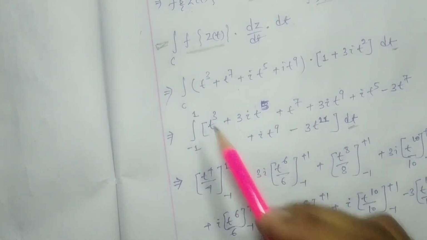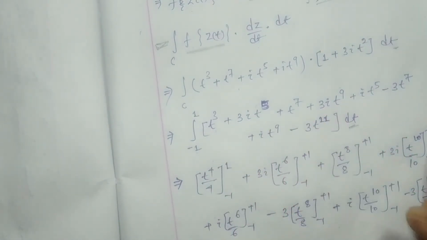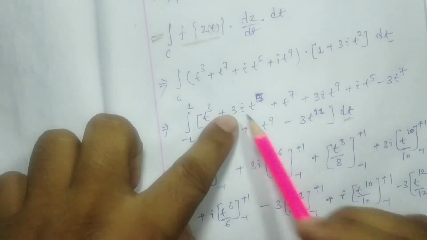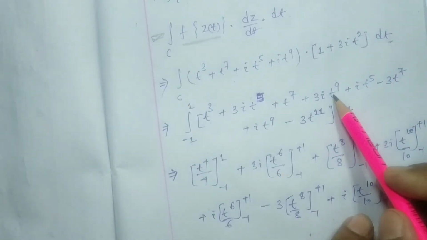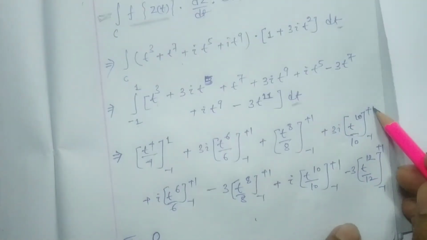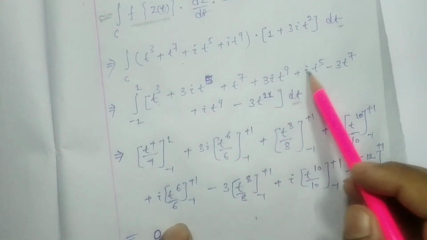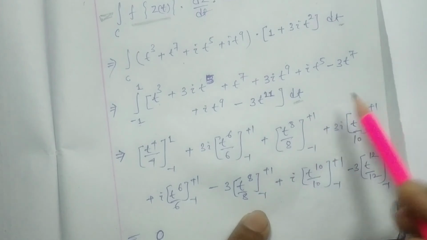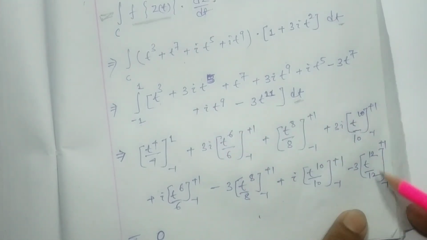So t cubed is going to be integrated as t to the 4 by 4 from -1 to 1, and all the terms you have to just integrate. You can see here that this will be t to the power 4 by 4. This will be 3i t to the 6 by 6, t to the 8 by 8. This one, 9, so this will be t to the 10 by 10. But the limit is -1 to 1. So here you can see t to the 5 is there, so t to the 5 means t to the 6 by 6. Here t to the 8 by 8. This will be t to the 9 by 9. T to the 11 means t to the 12 by 12, from -1 to 1.